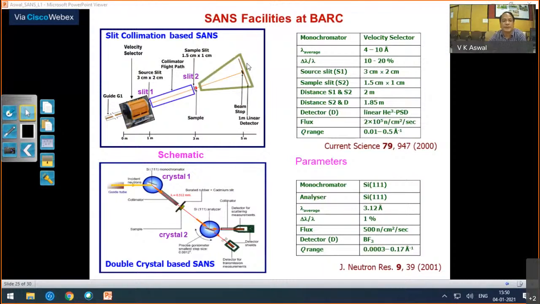And this slide shows the two small angle neutron scattering facilities we have at Dhruva Atomic Research Center. They work on different principles to go to low Q values. So first is slit collimation based SANS, where by decreasing the slit sizes, you go to small angles. So we have an instrument which is about 5 meter long. Collimator is about 2 meter, and also sample detector distance is about 2 meter.